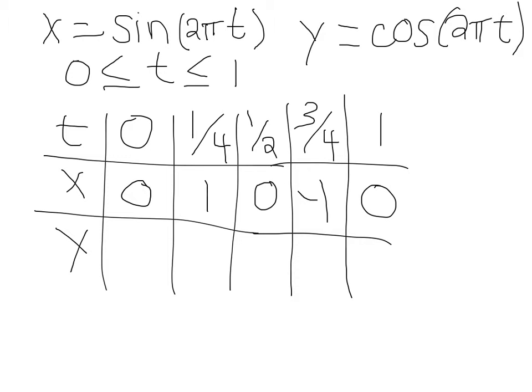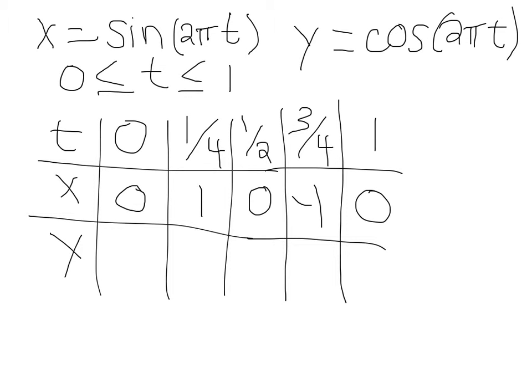So now we do the same thing using the t values in the y equation. So the cosine of 0 is 1. The cosine of 2 pi times 1/4 is 0. The cosine of 2 pi times 1/2 is -1, and the cosine of 2 pi times 3/4 is 0, and the cosine of 2 pi is 1.